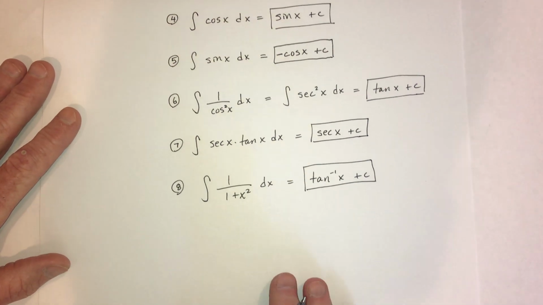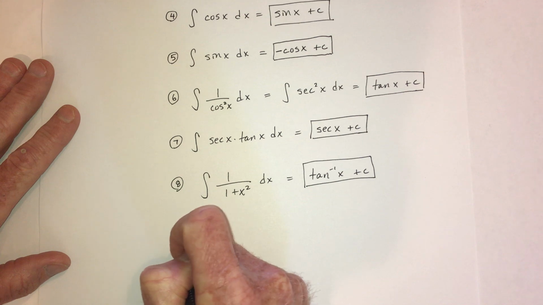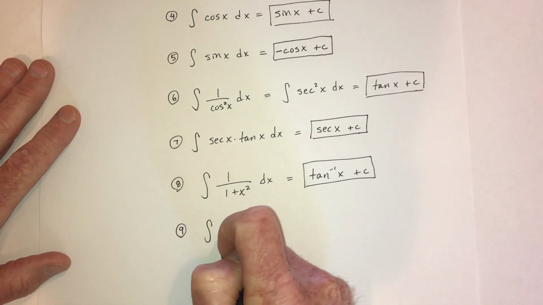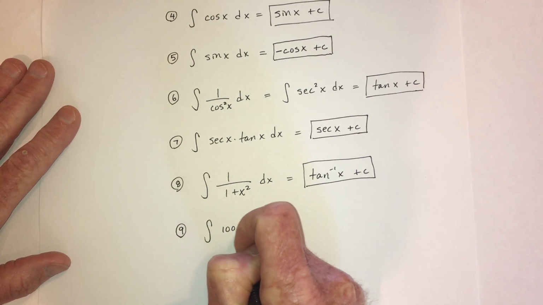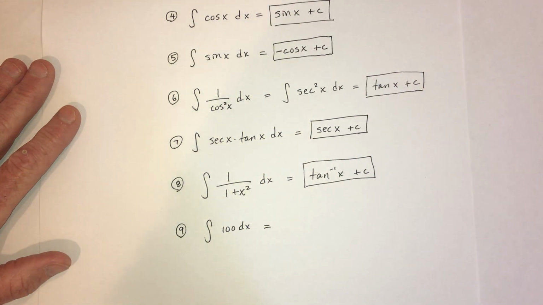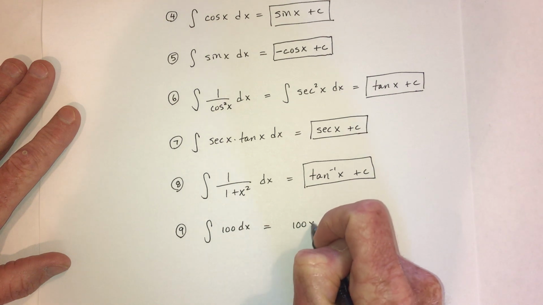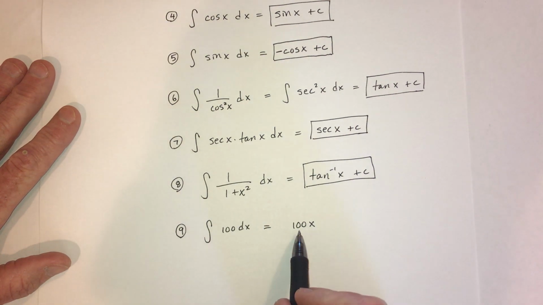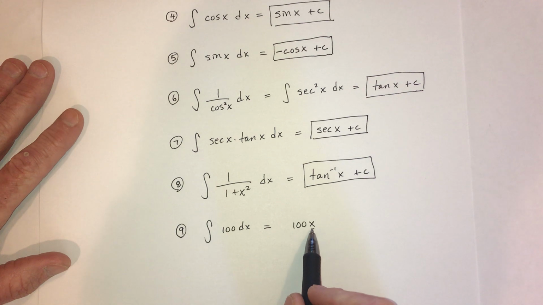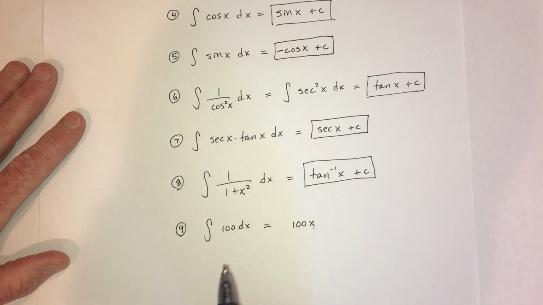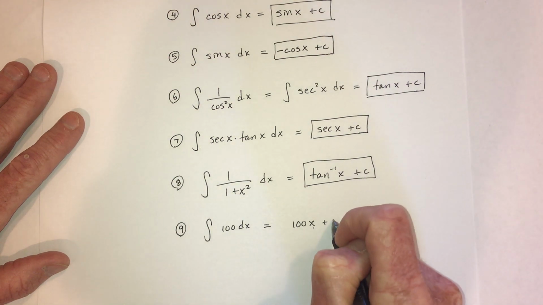Now, how about, what's the integral of 100? So what do you take the derivative of? So the answer would just be 100. Well, that would be 100x. The derivative of 100x? Well, the derivative of x is 1, so the 100 will stay there. Derivative of 100x is 100. Don't forget the plus c.